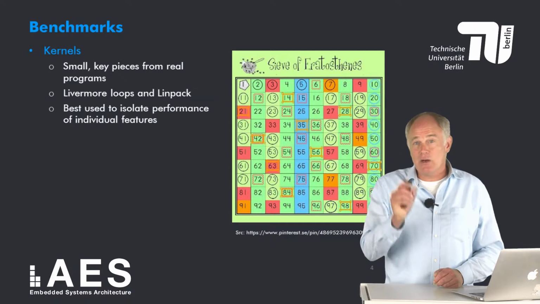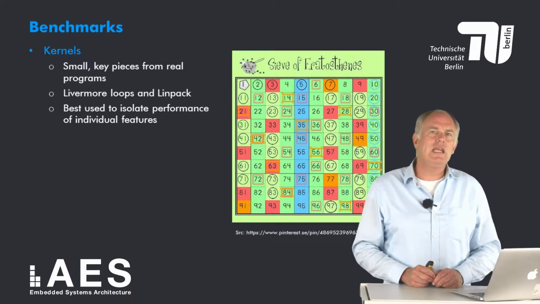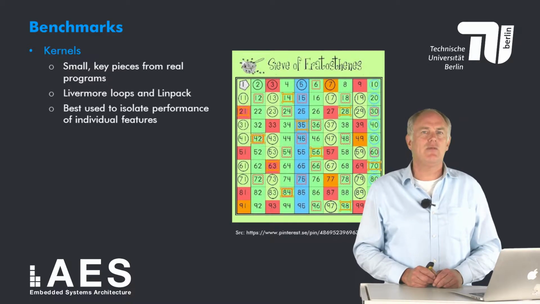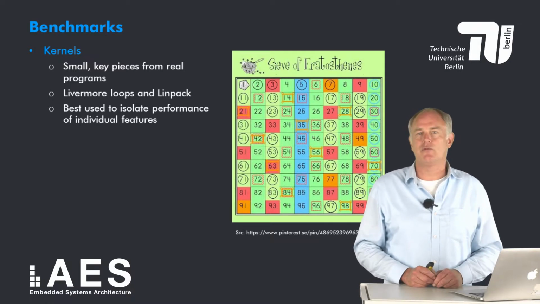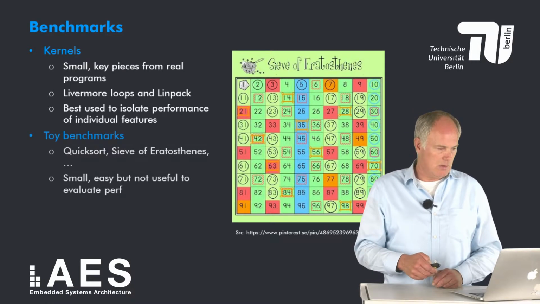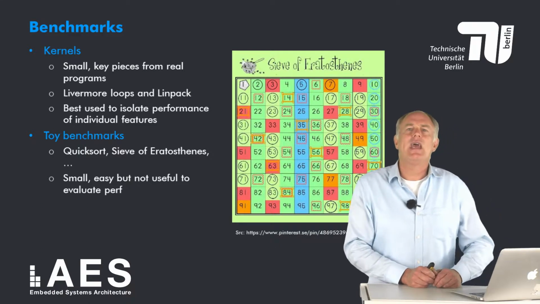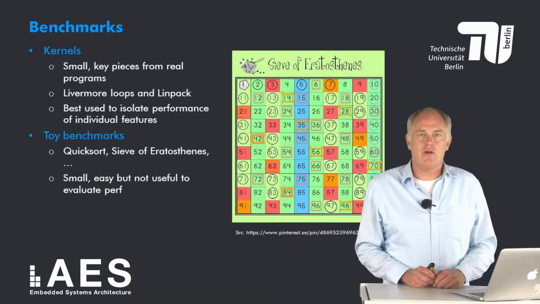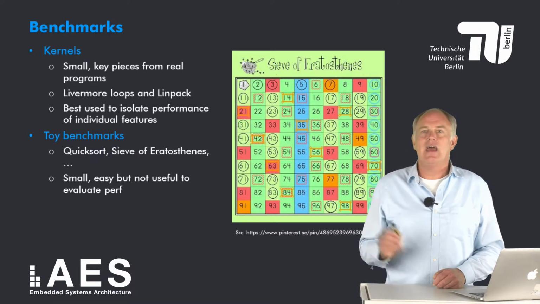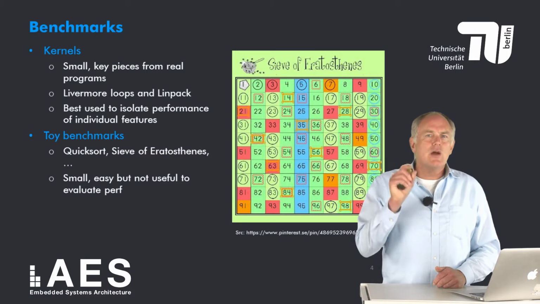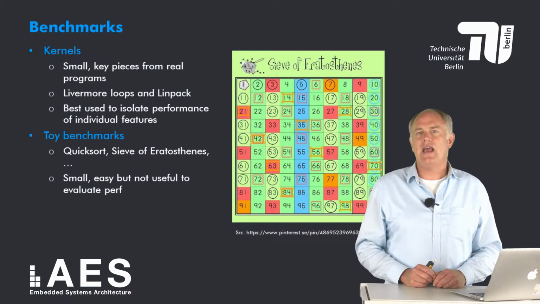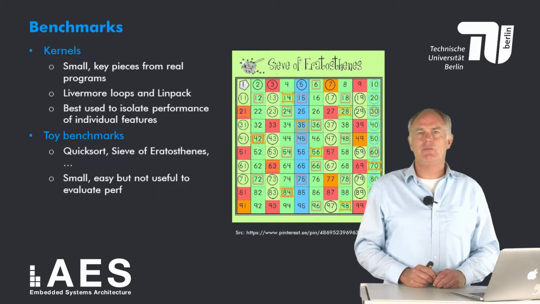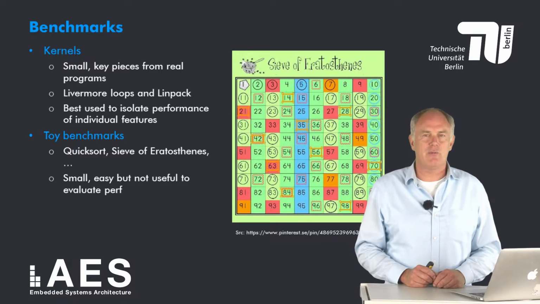Kernels are nice because they are small and therefore you don't need to develop a compiler to test new features. But they are not representative of real programs and therefore they are best used to isolate the performance of certain features. The fourth option is toy benchmarks, such as Quicksort, the sieve of Eratosthenes, which is illustrated here, etc. They are small and easy to understand, but they are not useful to evaluate performance because nobody runs these programs.